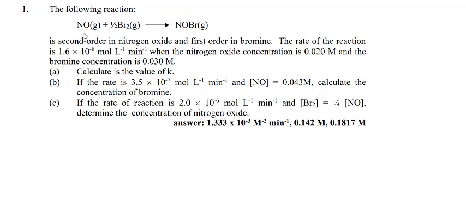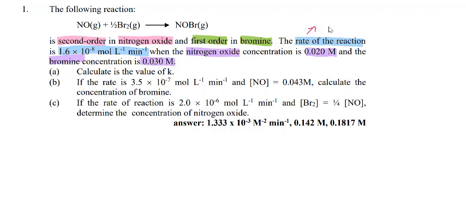So we have the reaction of nitrogen oxide with half of bromine to produce NOBr. It is second order in nitrogen oxide and first order in bromine. The rate of reaction is given as 1.6 times 10 to the power of minus 8 mole per liter per minute. And last but not least, the nitrogen oxide concentration is 0.2 molar while the bromine concentration is 0.030 molar.